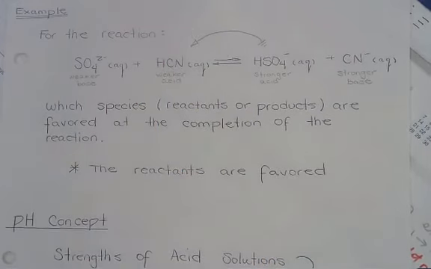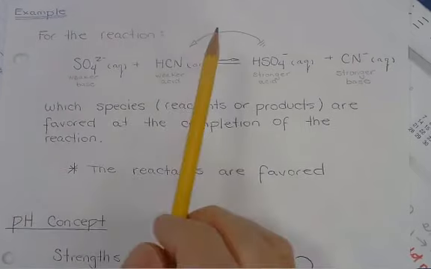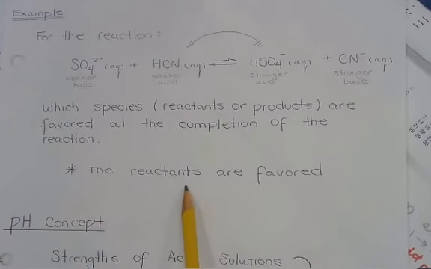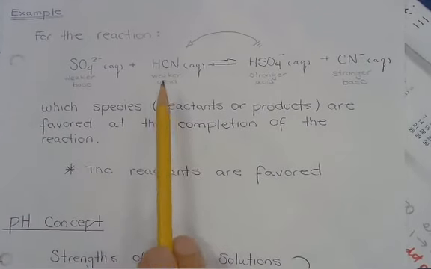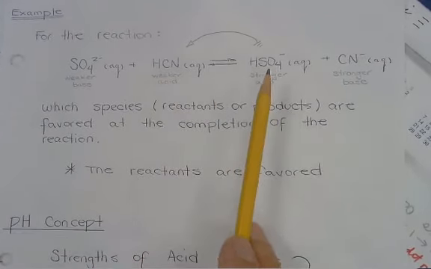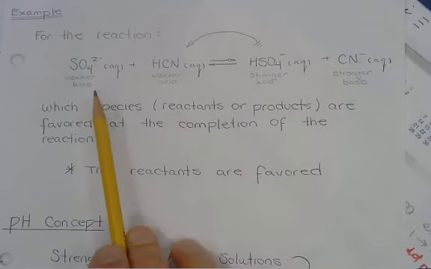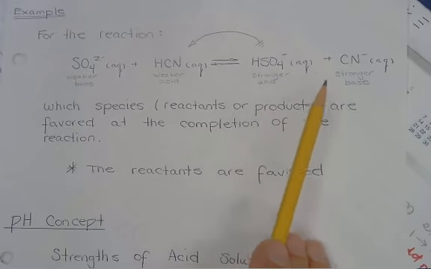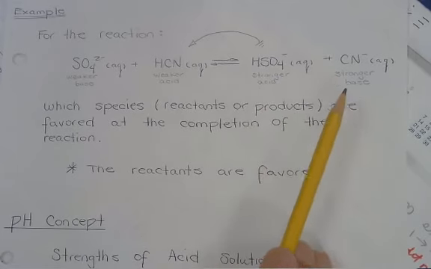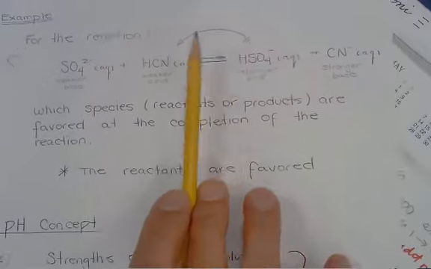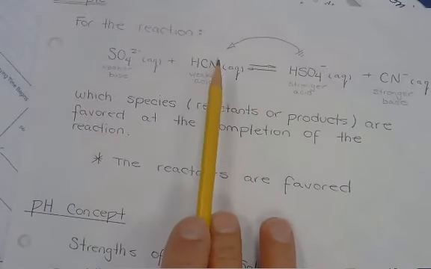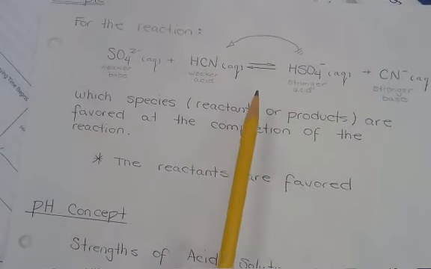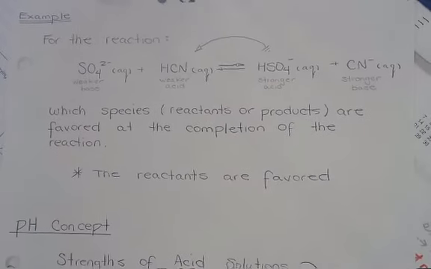So which species, reactants or products, are favored at the completion of the reaction? In our case here, the reactants are favored. So what you have to do is compare the acid on this side with the acid on the other side, and the base on this side with the base on the other side. In this case, both of them are strong on this side. That means the reaction is going to go back all the way to the left, and the reactants are favored in the equilibrium.